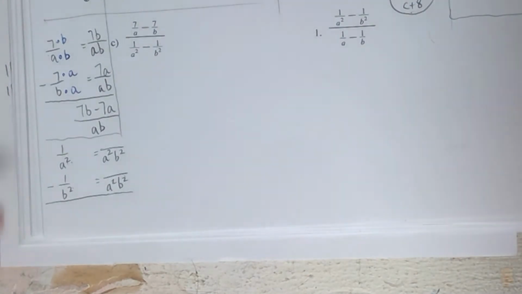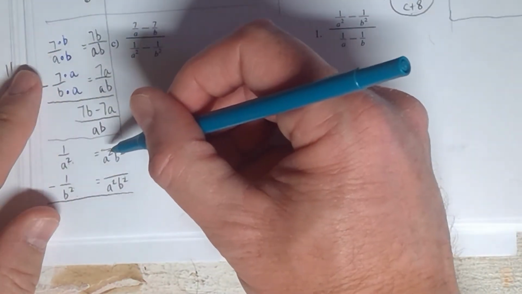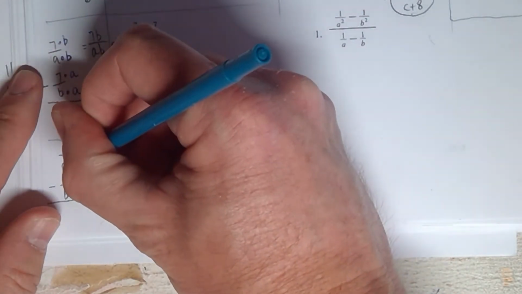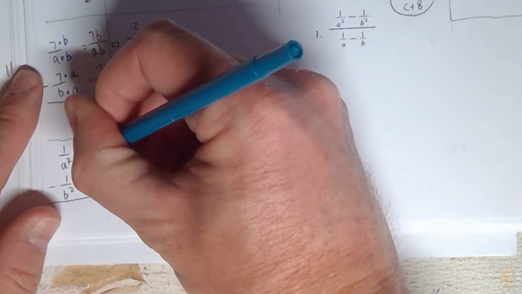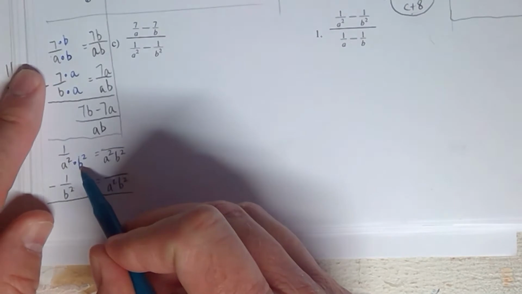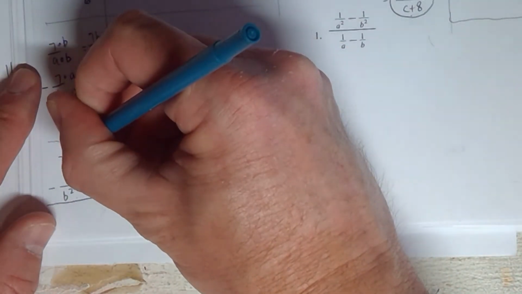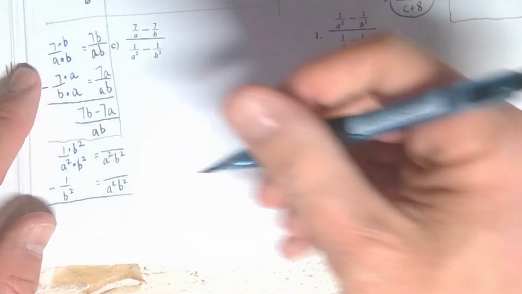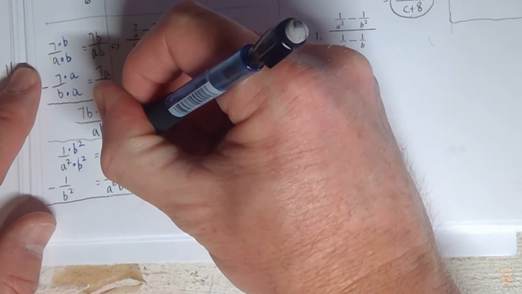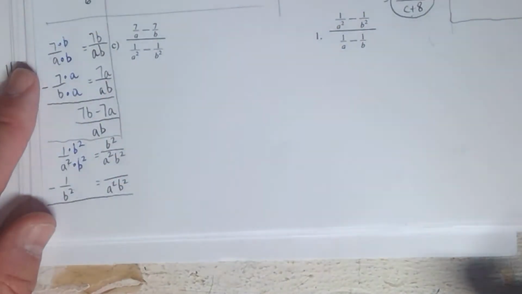What do we need to multiply by? Well, again, since we have a squared times b squared, and since you already have a squared in the current denominator, it would make sense to multiply by b squared. That means we multiply the top by the same thing, b squared. 1 times b squared is b squared.